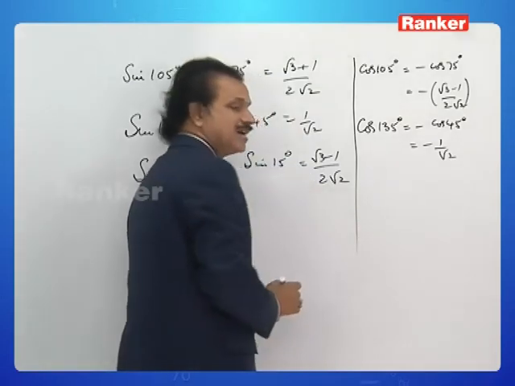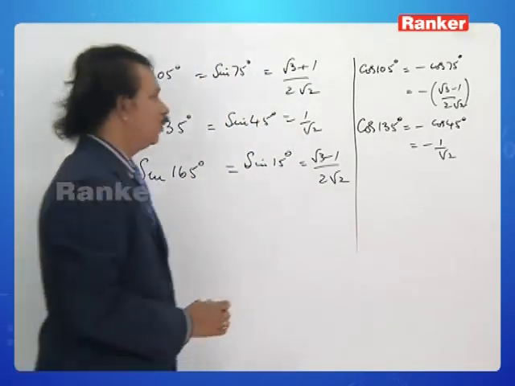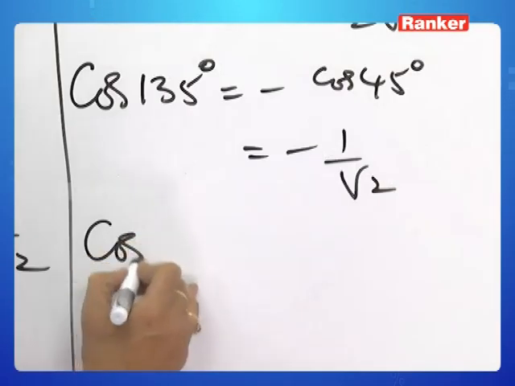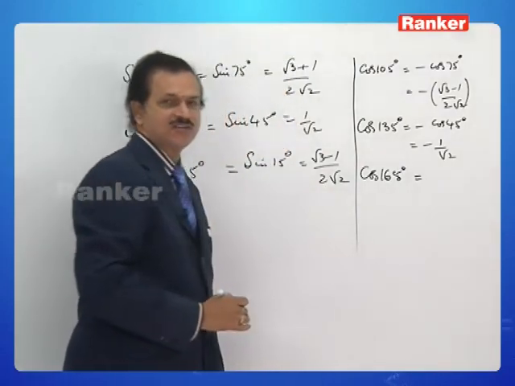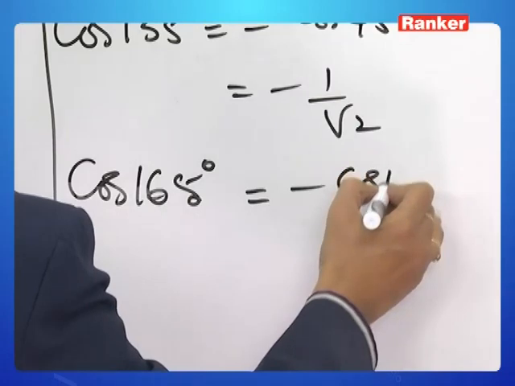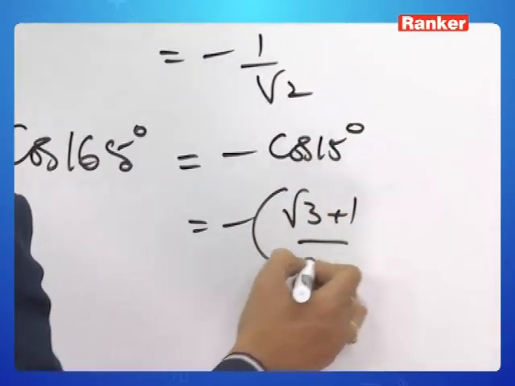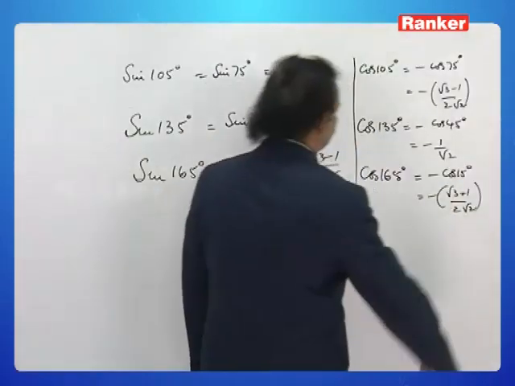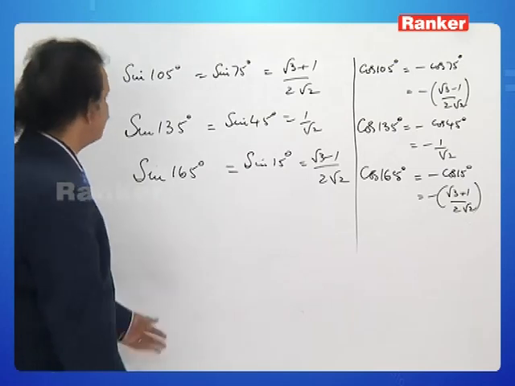And again, what is cos 150? Minus cos 30, minus root 3 by 2. What is cos 165? Minus cos 15, isn't it? Minus cos 15 is nothing but minus of (root 3 plus 1) by 2 root 2. Well, shall we have the values for tangents of these ones?